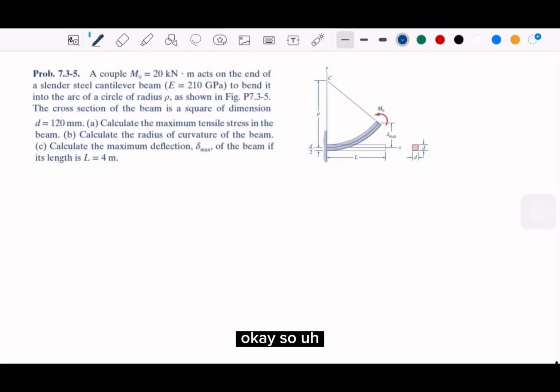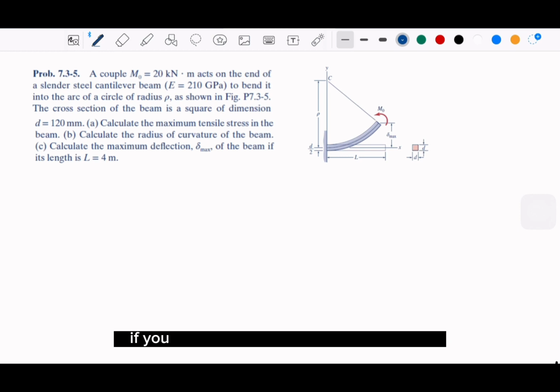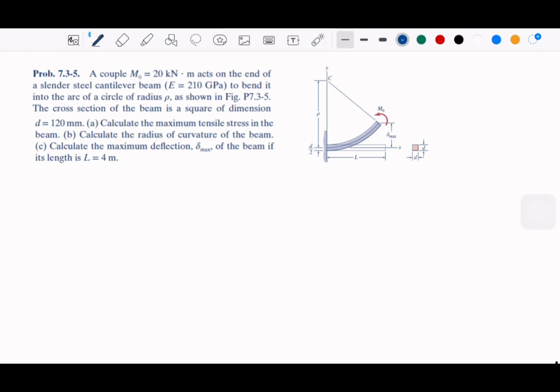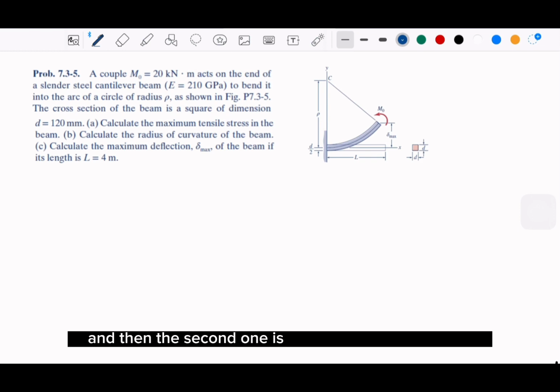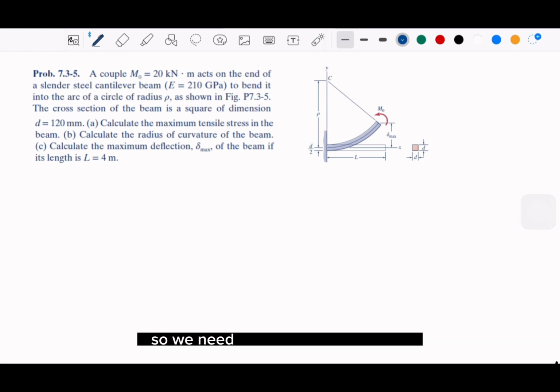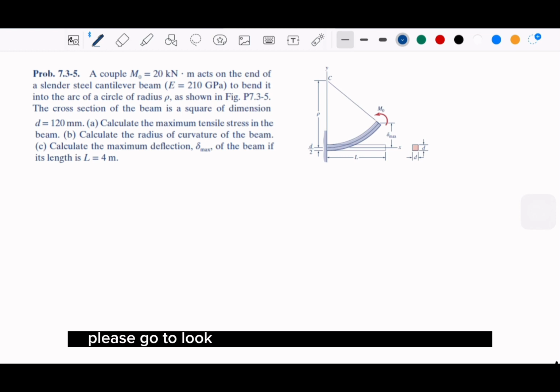Okay, so this question in the stress in beams, at least if you read the first two questions, A and B, you can see that we need to first calculate the maximum tensile stress, and then the second one is the radius of curvature. So we need at least two formulations. If you remember, or if you want to look at your notes, please go to look at the flexural formula that we have.